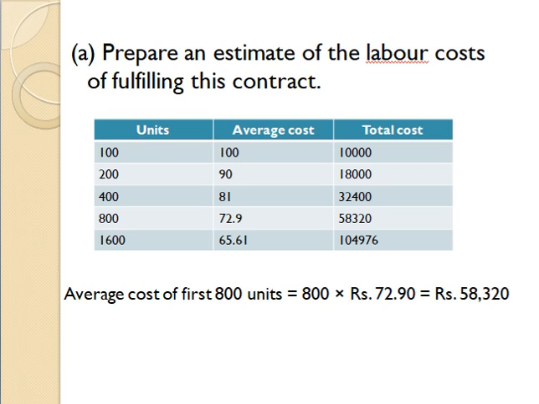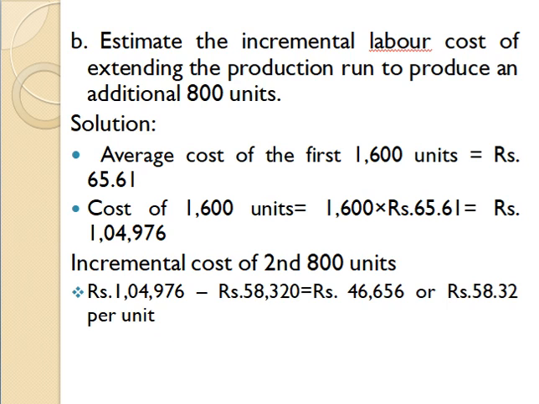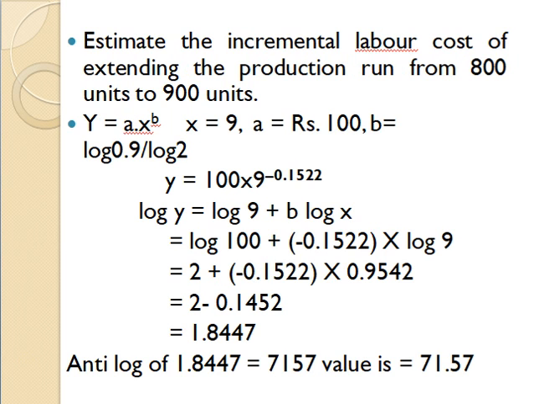First 800 units, 58,320, and the next 800 units, 1,04,976. So 1,04,976 minus 58,320, total 46,656, is the incremental cost to produce the additional 800 units after the first 800 units. And the next one is the third requirement: estimate the incremental labor cost.